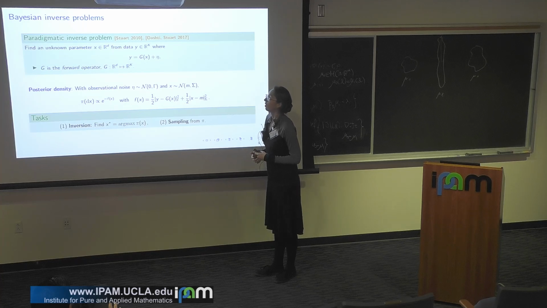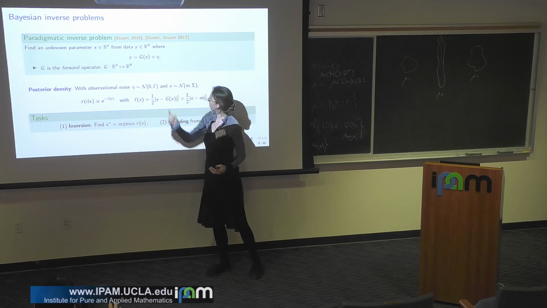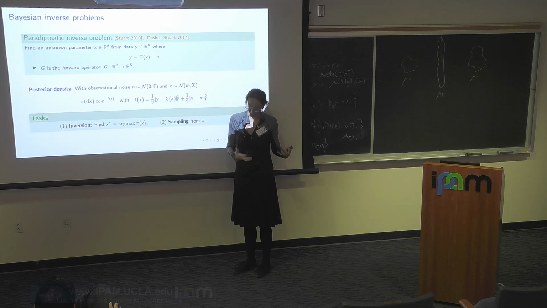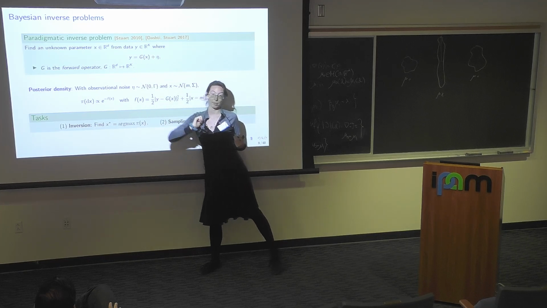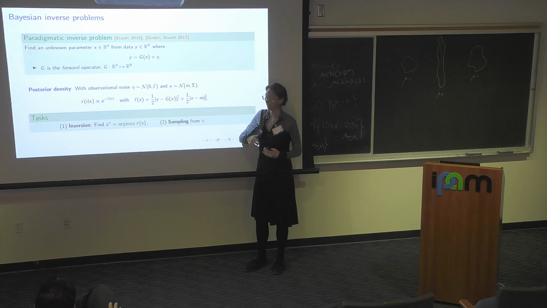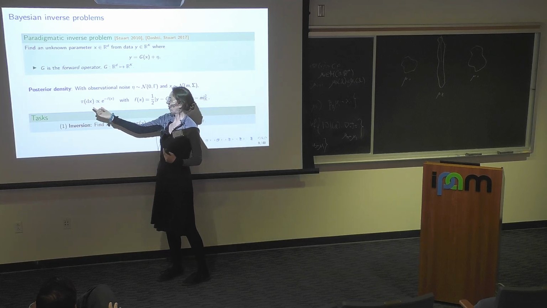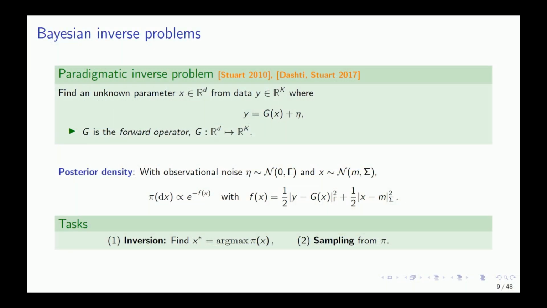OK, so you can write down a prior belief on what these parameters x are. So let's say we assume that's Gaussian. Then you can write down a likelihood given by this relationship between your parameters and your measurements. And then you apply Bayes' theorem, and you get your posterior measure, which I will write down as e to the minus f, where f is this function. So you see that here this quadratic term comes from your prior, and this term comes from your likelihood.